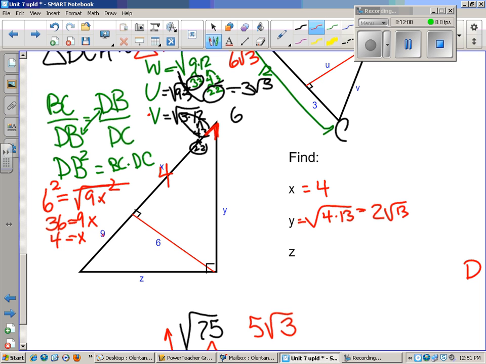Okay? And how about z? Joyce, can you try z? Remember the pieces that touch z. 9 and 13, the whole thing. 9 and 13, good. Okay, 9 breaks down into 3 and 3, so that's going to be 3 square root of 13. Does that make sense?